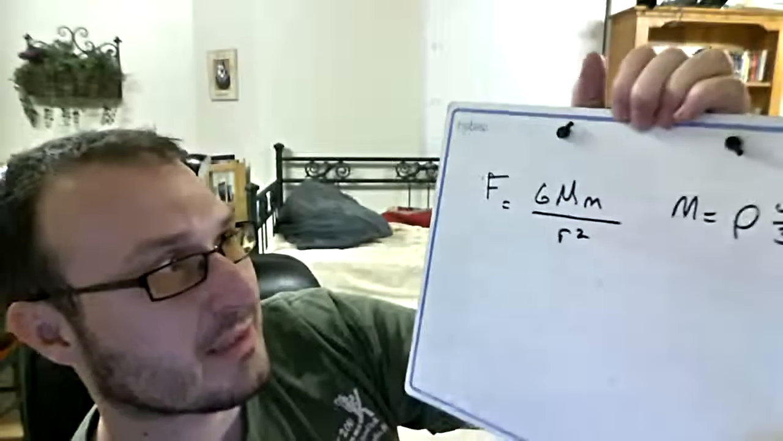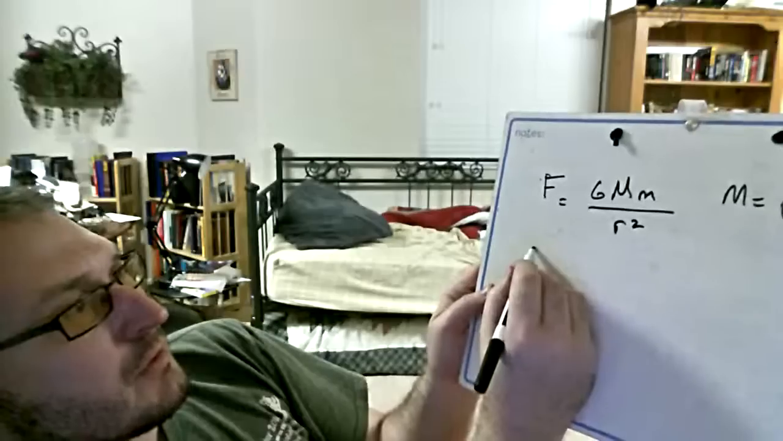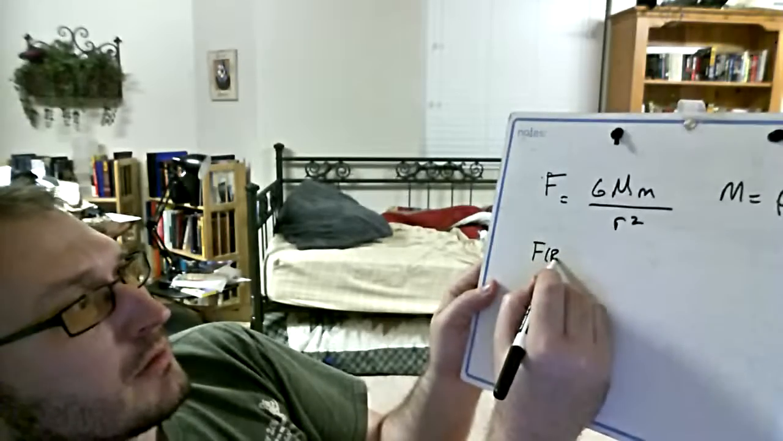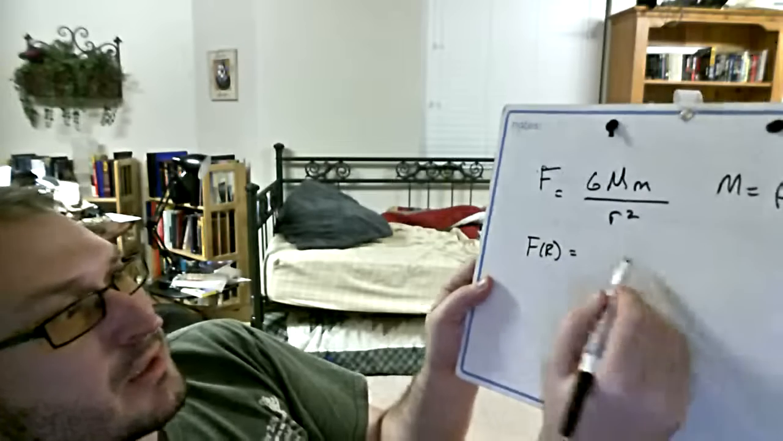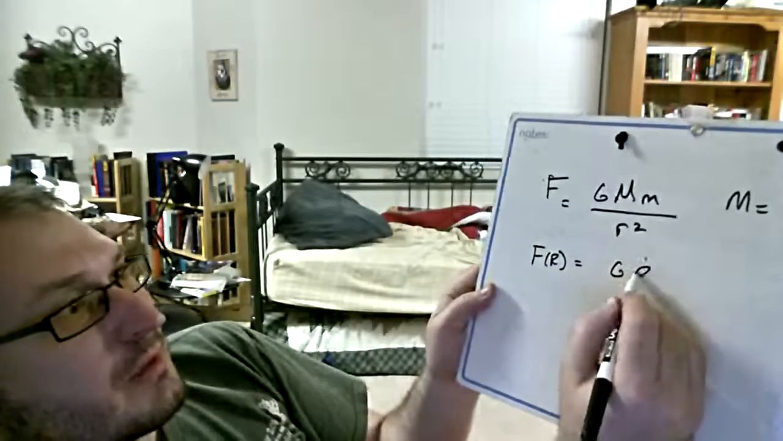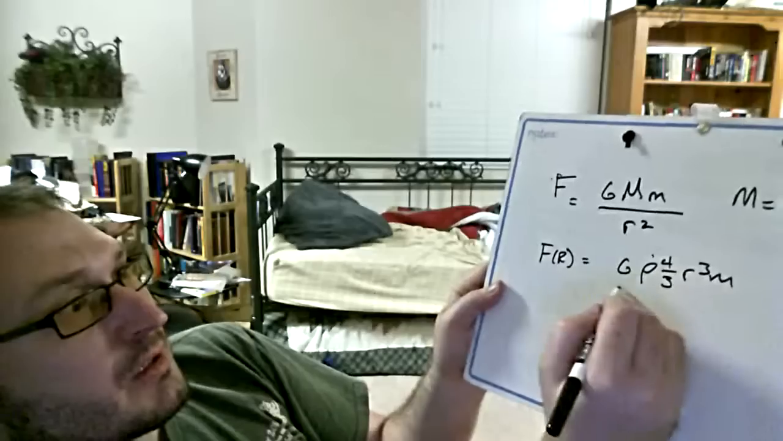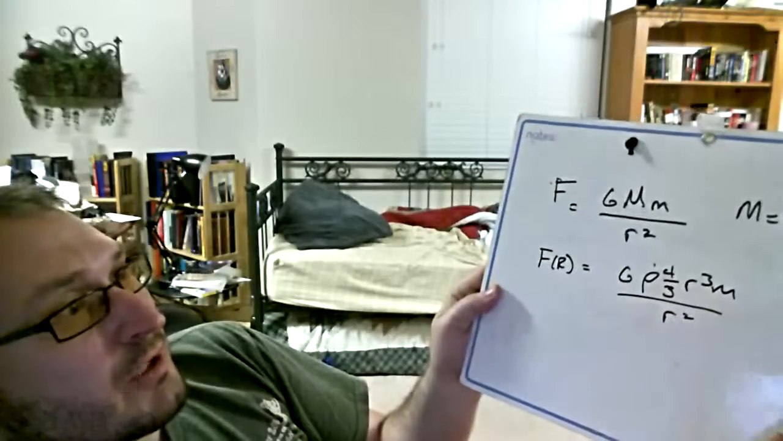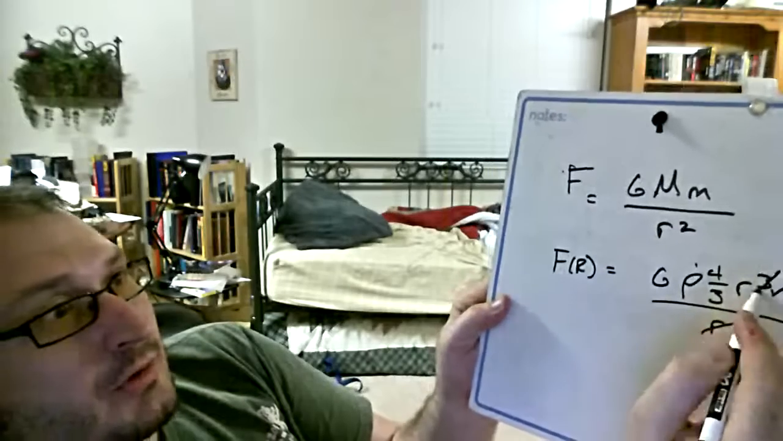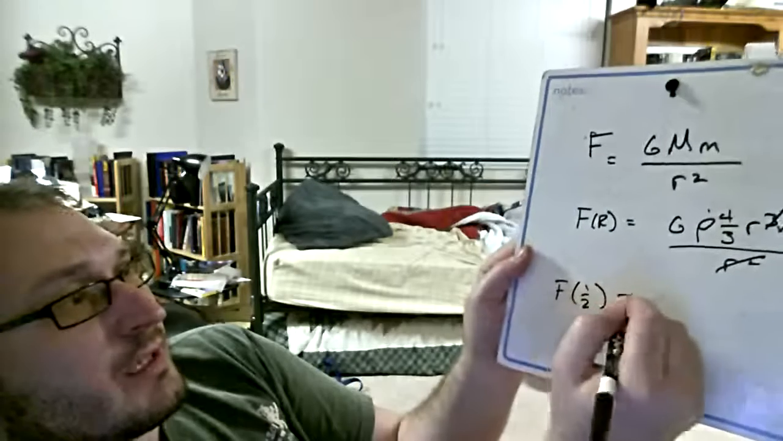Here's the mass. So the force of r, as they're calling it, is just at the surface, and so that's just G times rho 4/3 pi r cubed m divided by r squared. And you notice you get some canceling there, and then the force that's halfway created by that.